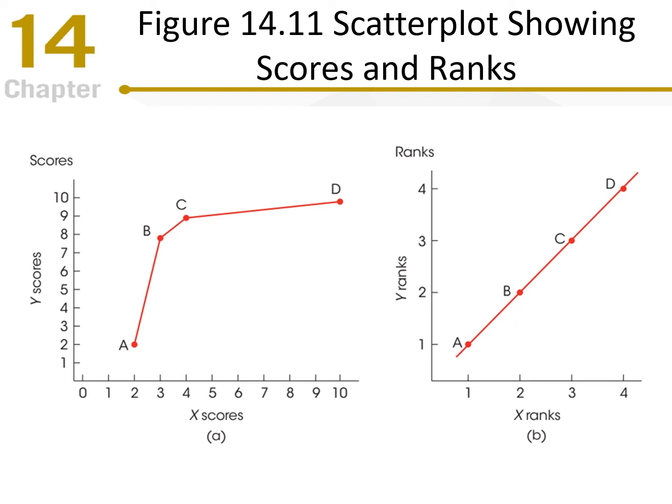And the reason why I can do that is because if I rank order each x and I rank order each y, the rank orders are going to be linear. You see that graph on the right. So the relationship between the rank of x and the rank of y for these four people form a straight line. And so if the ranks form a straight line, I can use the ranks to compute a correlation, which will be Spearman's rho.